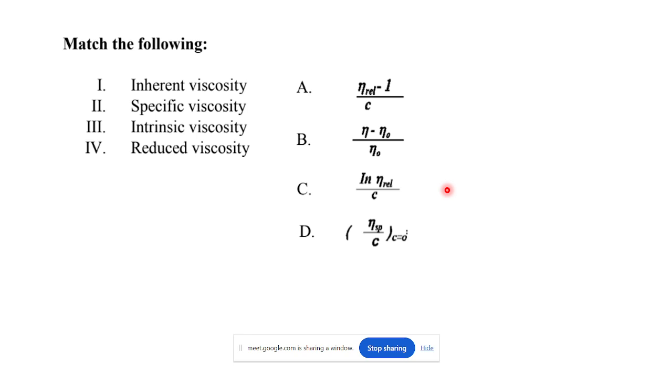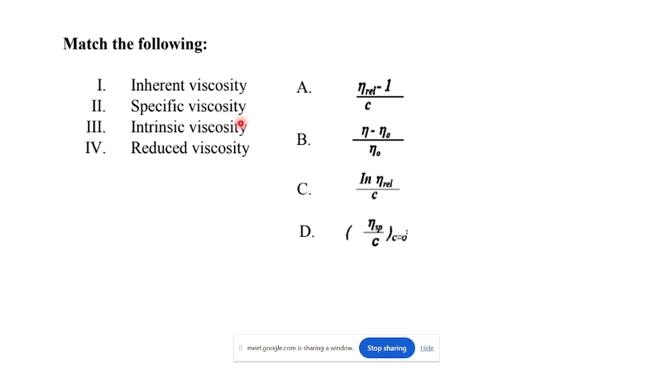Do you know what is inherent viscosity? And this is the specific term to determine the viscosity, or to categorize different viscosity. These are the mathematical terms. Okay. So what is inherent viscosity? Inherent viscosity is eta sp by C at C tends to 0. That is the inherent viscosity.